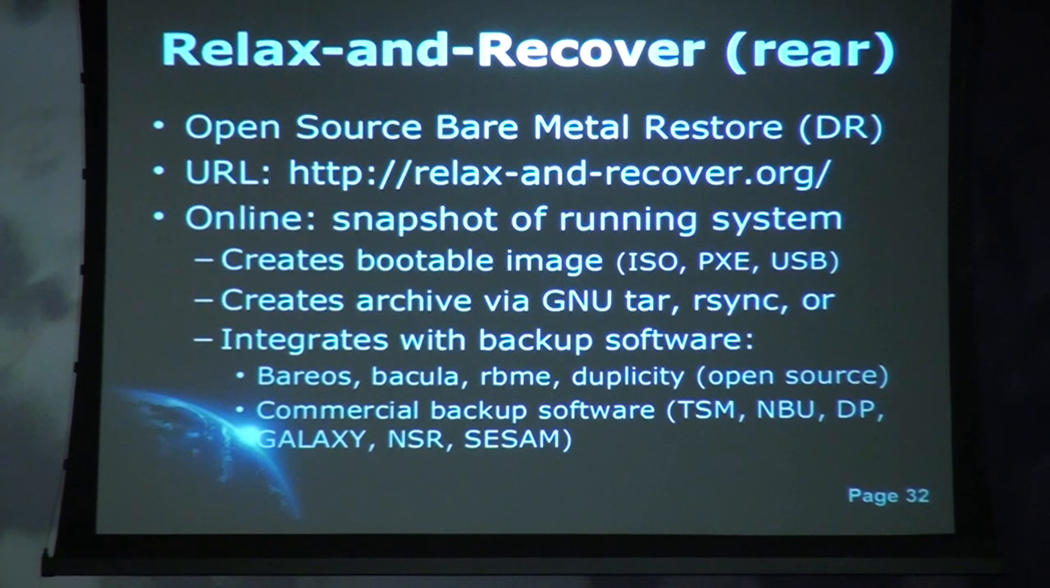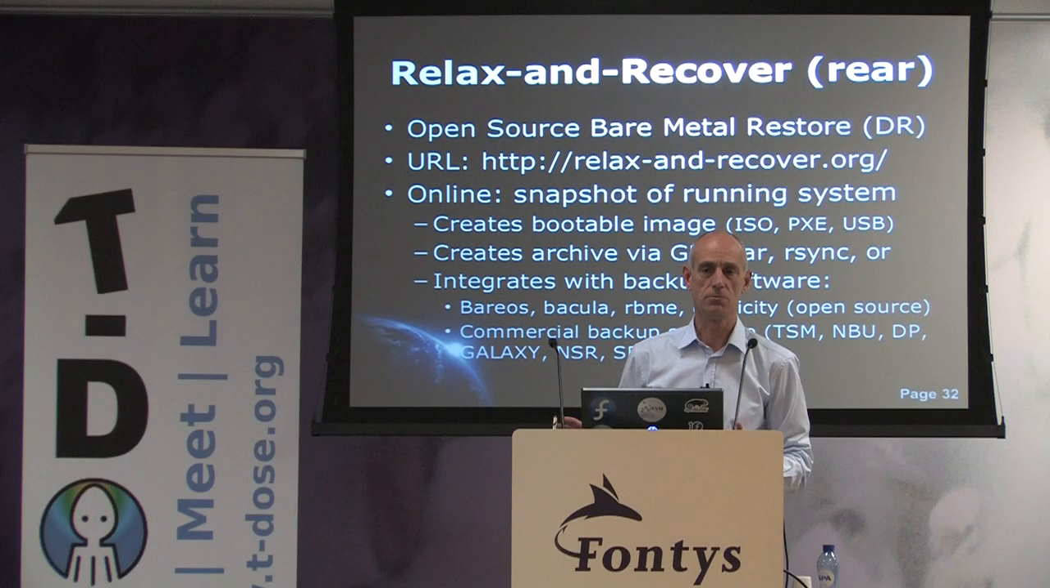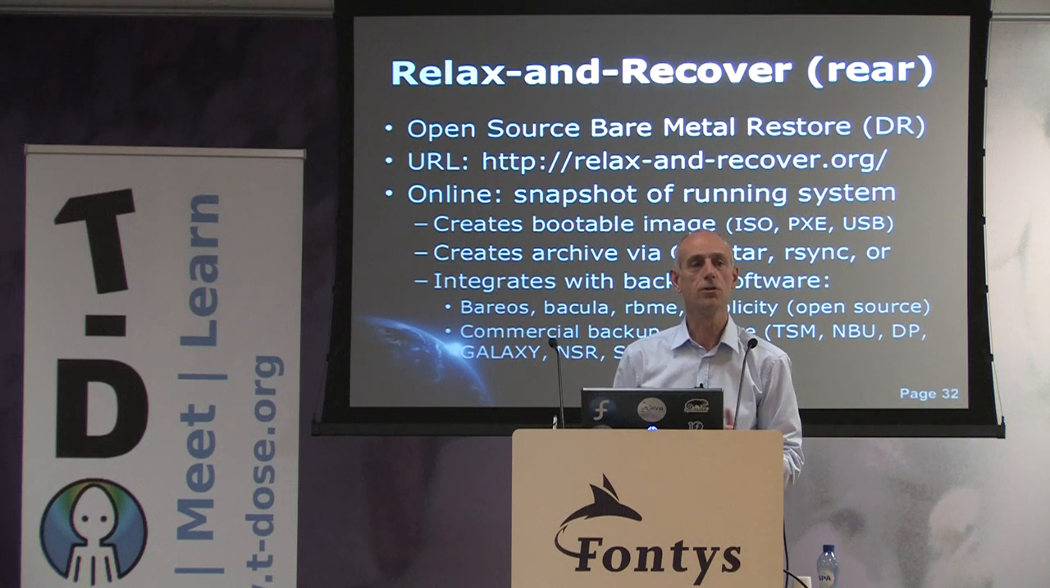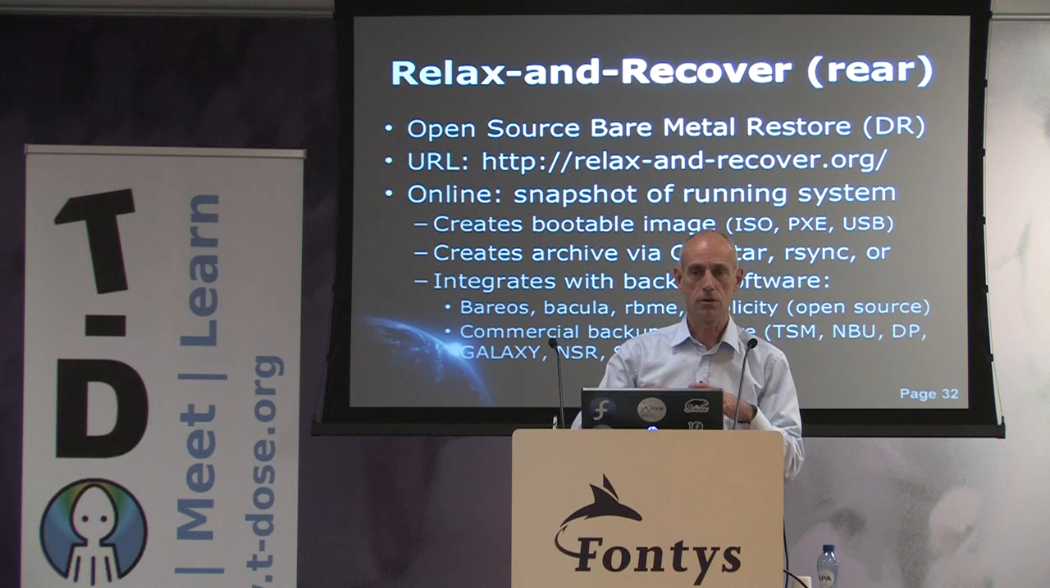They just rely on the backup software to make your backups. So Relax and Recover says, okay, the backup software is doing the full backup of your system. I don't care. But I take the executables that you need to restore. Because if you restore, you boot from an ISO image, for example, or USB, and then you have a system in RAM, an almost exact copy of the system you're running in production, but with only the executables that you need to restore or to talk to the backup server.